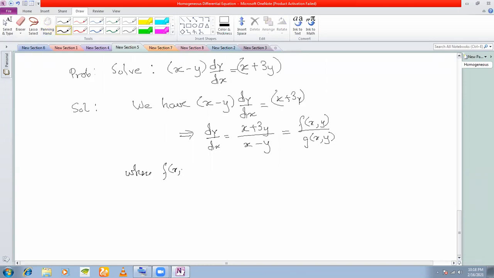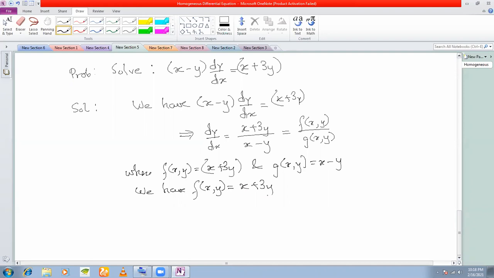f(x,y) is equal to x plus 3y and g(x,y) is equal to x minus y. So start with the first one. We have f(x,y). We want to check whether f(x,y) is a homogeneous function.